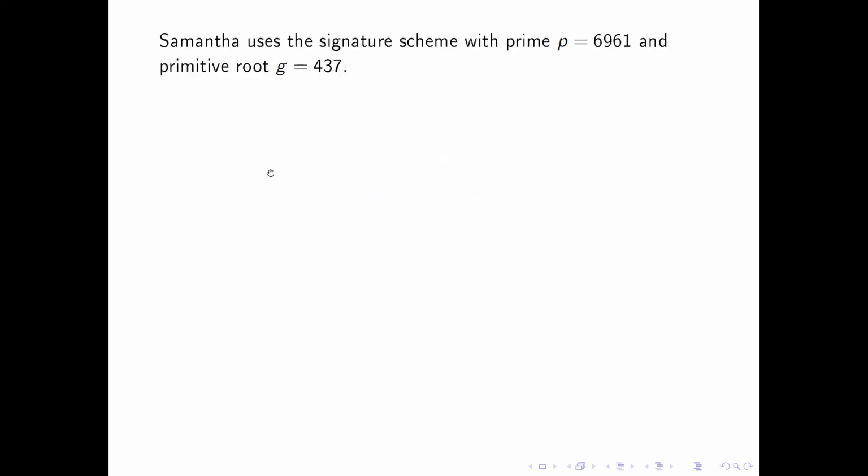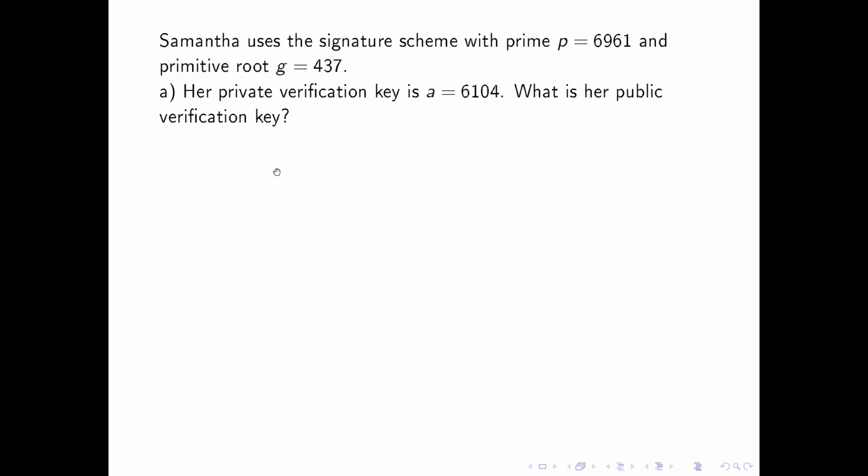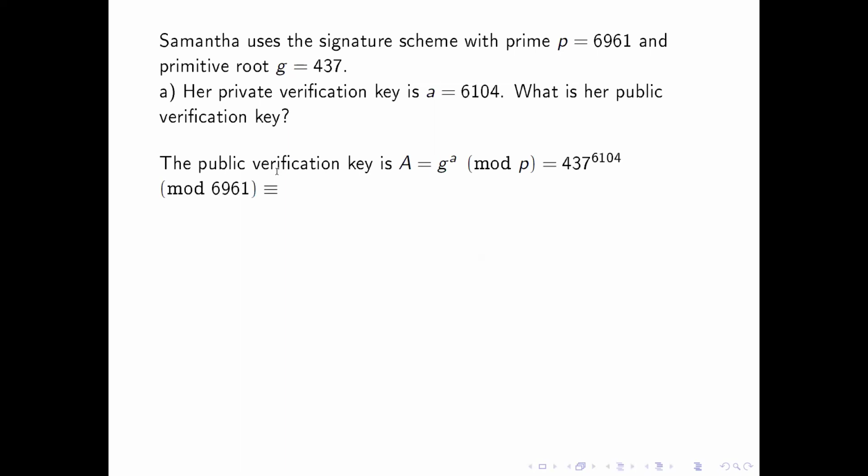The first question was: Samantha has a signature scheme where her P is 6961 and a primitive root G is 437. If her private key little a is 6104, what's her public key? Remember, her public key is big A, which is G to the a mod P, which is 437 to the 6104 mod 6961.